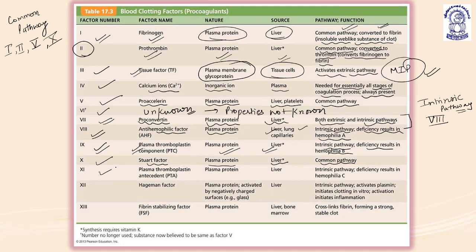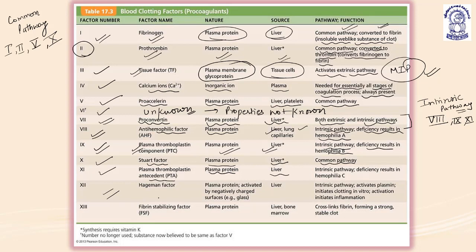Then factor number 11, plasma thromboplastin antecedent, PTA. PTC and PTA are both very confusing. PTC is factor number 9 and PTA is factor number 11. Plasma protein, liver, intrinsic pathway. Factor number 8, factor number 9, and factor number 11 are all in the intrinsic pathway. Understood?